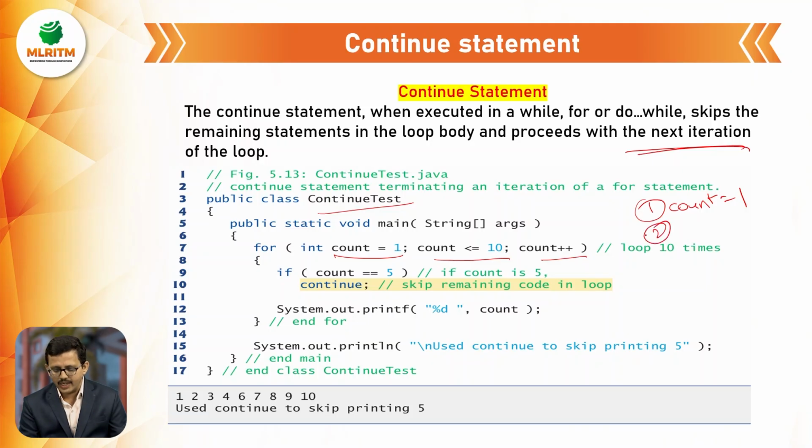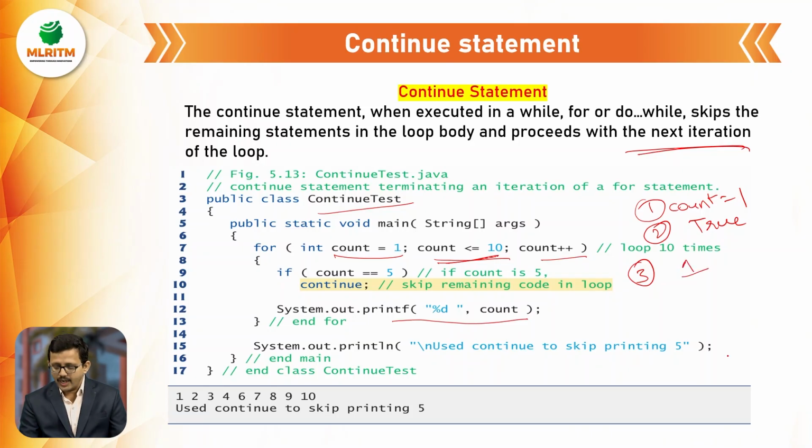Second, it is going to check the condition. What is that? Count less than or equal to 10, which is true. Okay, satisfied. Then it goes to the body. What is the body? If count equal to 5. It is not true, so it goes to the next statement. What is that? System.out.printf count. So here we are going to print 1.